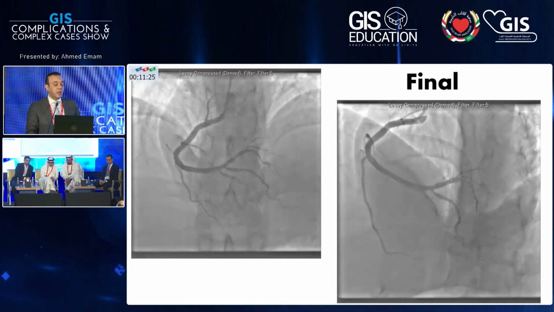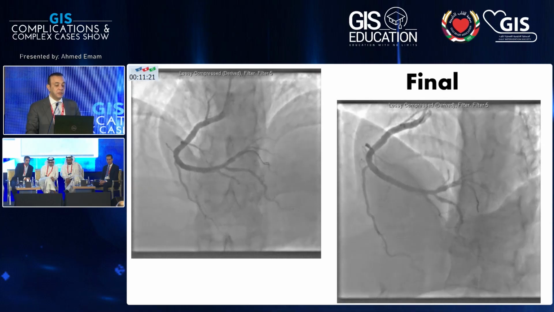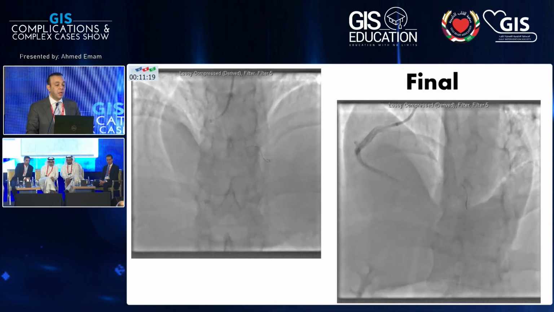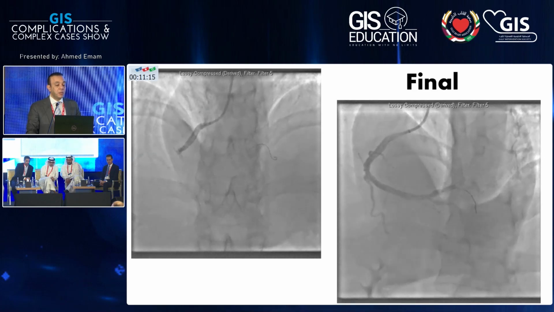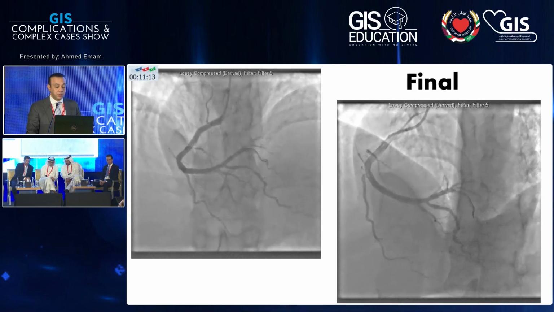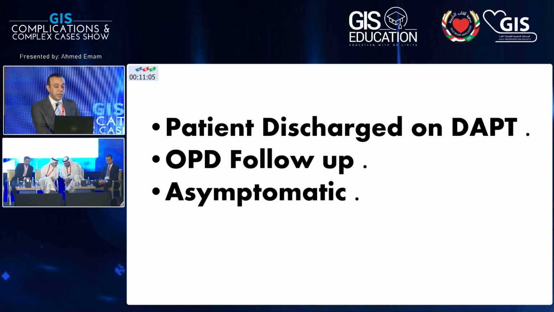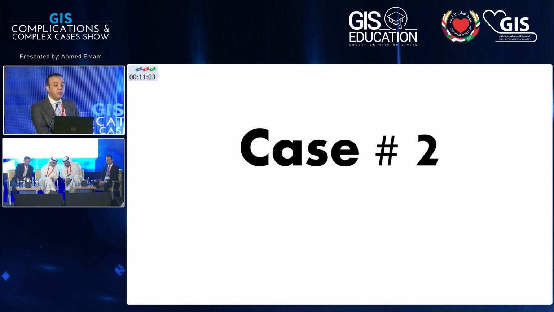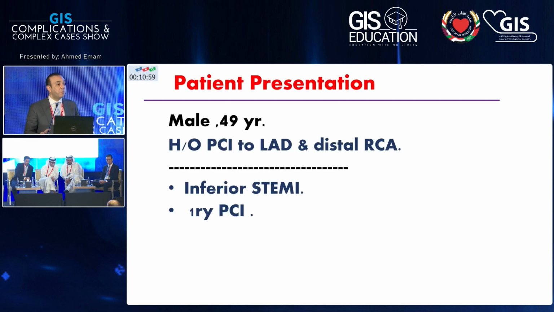And this is what I had in the final result. I didn't use stents. I only used thrombectomy with drug-coated balloons. Then the patient was discharged on dual antiplatelets with a plan for OPD follow-up, and he was asymptomatic. Let's now move to our second patient of today, and we'll compare this patient with our first one.